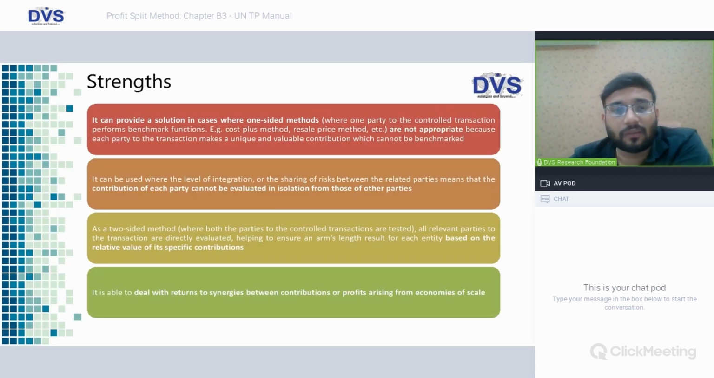Strengths and weaknesses of PSM. It can provide a solution in cases where one-sided methods are not appropriate. So what is the meaning of one-sided method? When one party to the controlled transaction performs the benchmarking function. For example, cost plus method, resale price method, TNMM, these are one-sided methods wherein one party to the controlled transaction would be considered the tested party and benchmarking would be done on the basis of that party. Where these one-sided methods are not appropriate or not relevant, that's where PSM comes into the picture as a two-sided method where both the parties to the controlled transaction are tested.